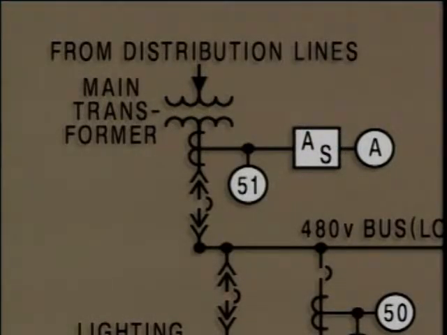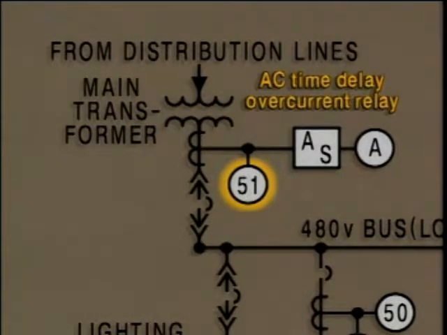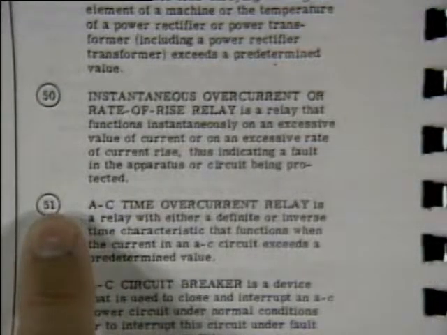Many electrical devices are identified by number codes rather than letters. The number 51 here indicates that this symbol represents an AC time delay overcurrent relay. The numbers related to electrical components can be found in an American Standard Device Function Numbers table.